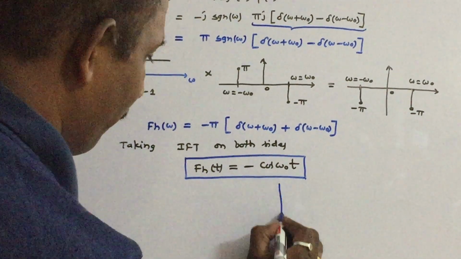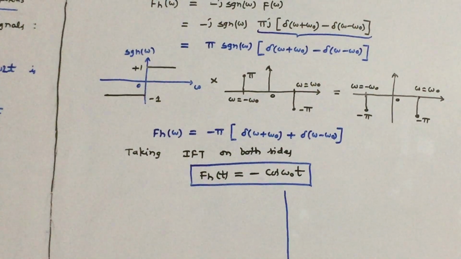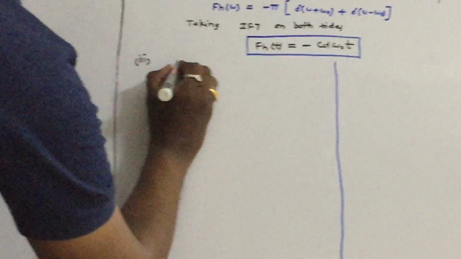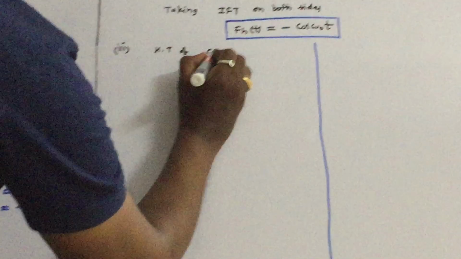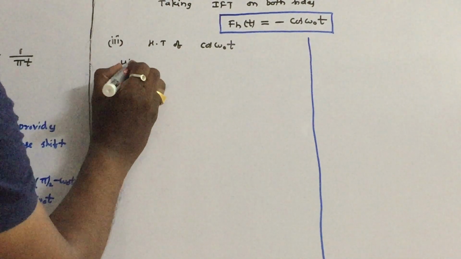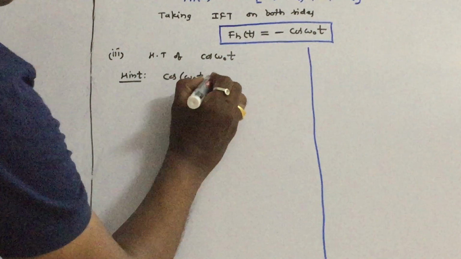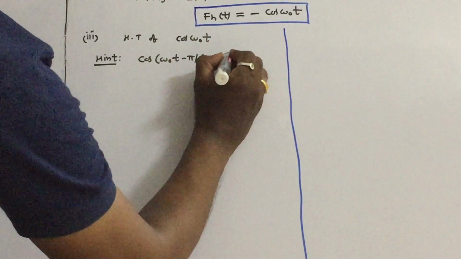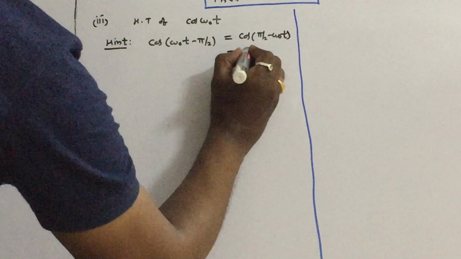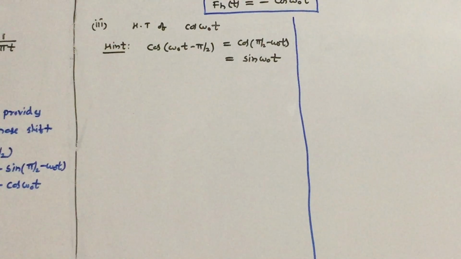Let us see the next one, the third one, in a similar manner. We want to find out the Hilbert transform of cos omega 0 t. What is the hint? Use the hint: cos of omega 0 t minus pi by 2, which is also written as cos of pi by 2 minus omega 0 t. Cos of 90 minus theta is sin, so the answer is sin omega 0 t.